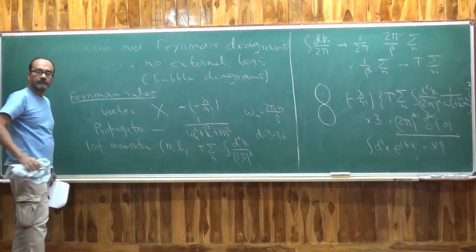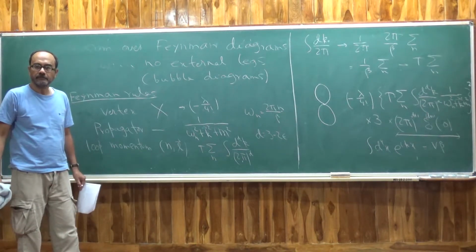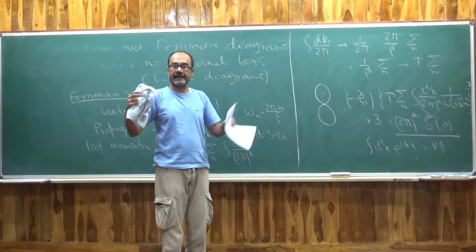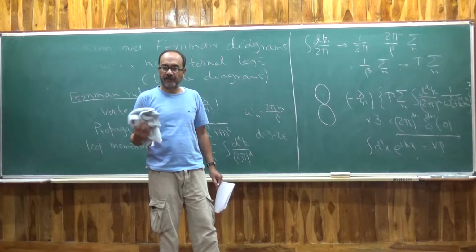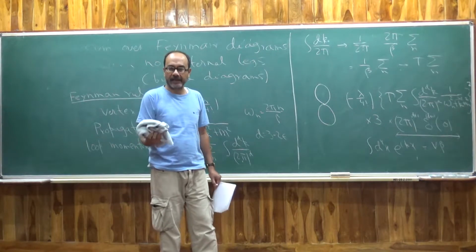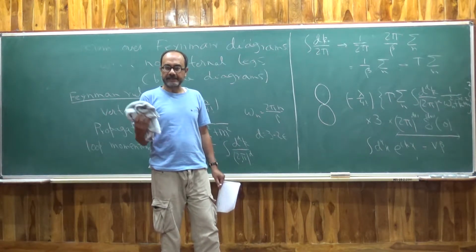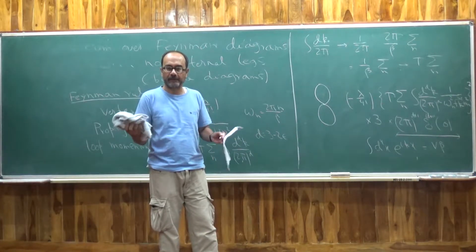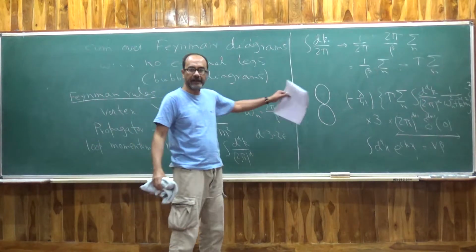Here only the bubble diagrams will be there, because we have no external legs. When you try to calculate a correlation function, of course there will be other diagrams. But there is no external line; we are not calculating correlation functions. We are just calculating the partition function. That's why only bubble diagrams are there.